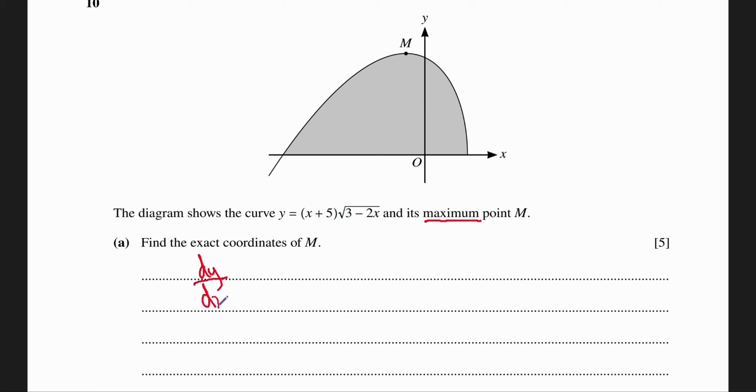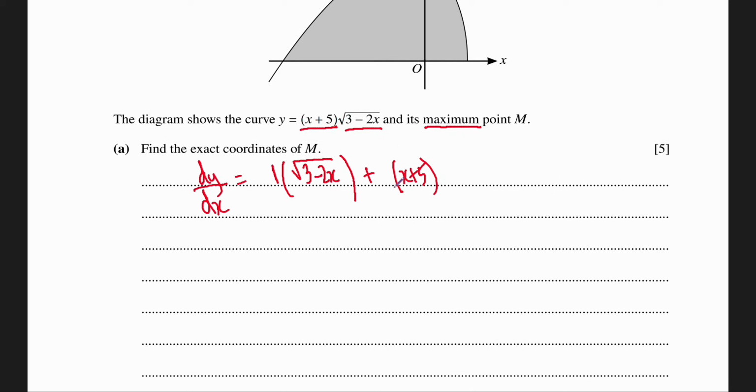And here we can use the product rule, right? Because we have two different functions. You have x plus 5 as one function, and you have square root of 3 minus 2x as the other function. So what's the derivative of x plus 5 with respect to x? That's just 1. And you multiply that by the original square root 3 minus 2x. By the way, if this does not make sense, then you should watch the video on the product rule, because this is the product rule we're using here. So you have that, plus, and then you leave x plus 5 on its own. And then the derivative of square root 3 minus 2x with respect to x.